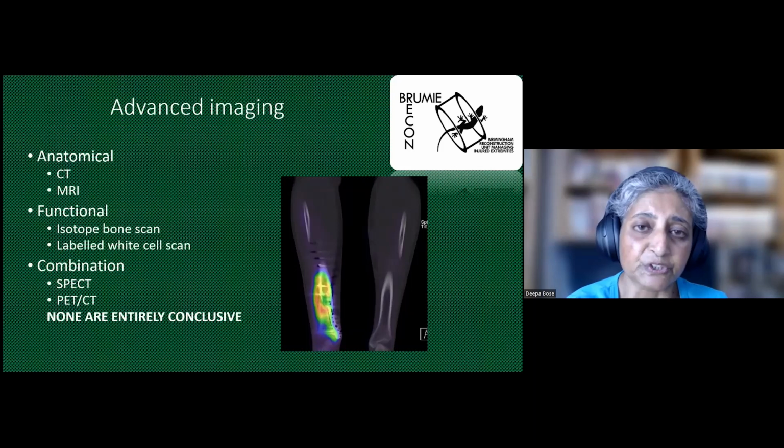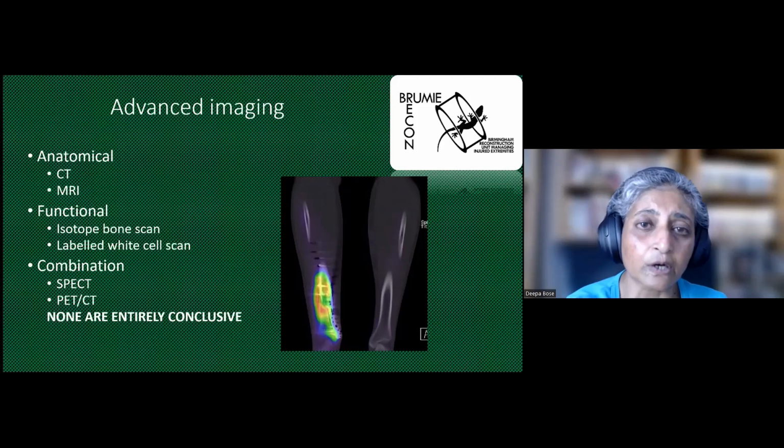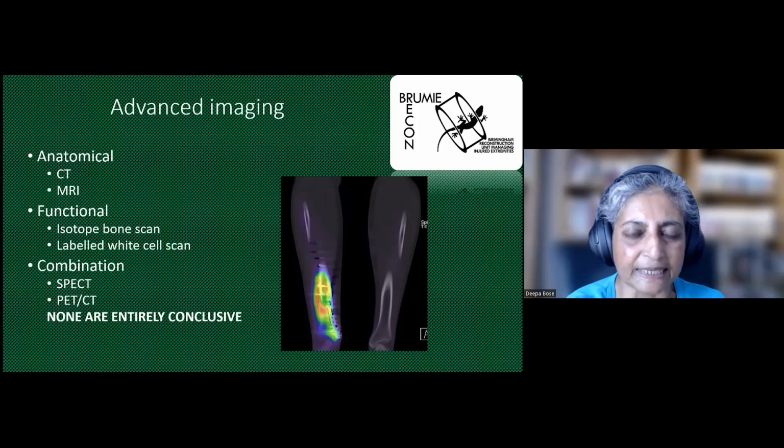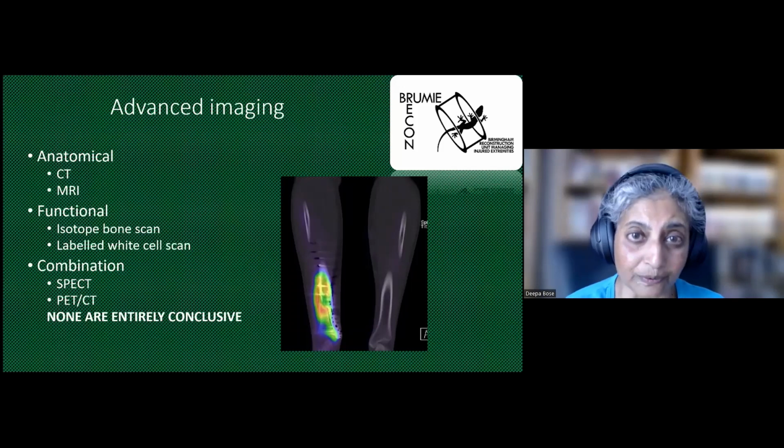Other types of imaging are functional. So like isotope bone scans or white cell label scans, these show you what is happening at the functional level. And then there are combination scans like SPECT scans or PET scans, which are a combination of anatomy and function. And these are a bit more useful when it comes to diagnosing infection, but none of them are entirely conclusive on their own.